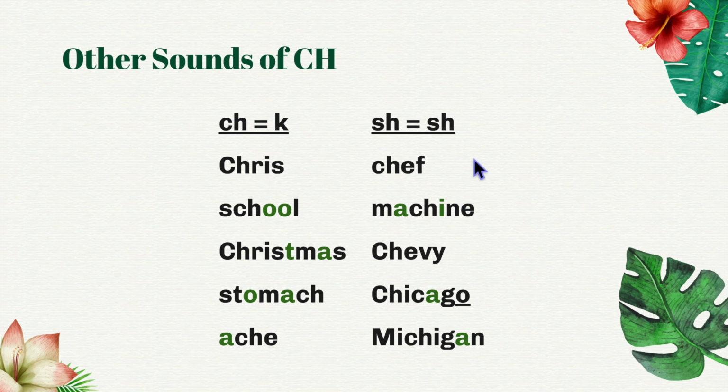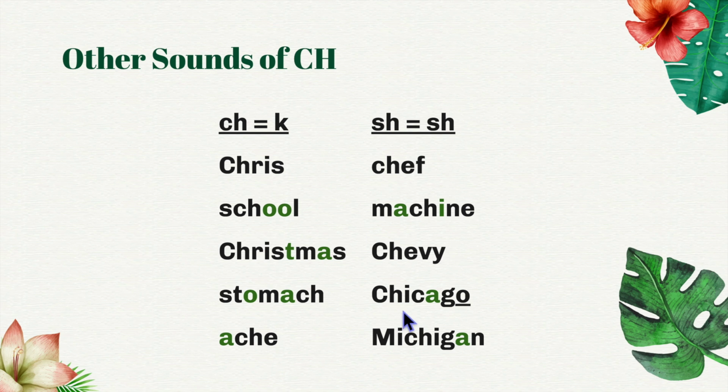In words that we get from French, the CH will have the sound of sh, like in the word chef, which is a type of cook. In this word, the A will schwa and sound like a short U, and the I will have a long E sound, machine. Chevy. A Y at the end of a longer word usually has a long E sound. Chevy is a nickname for the car brand Chevrolet.